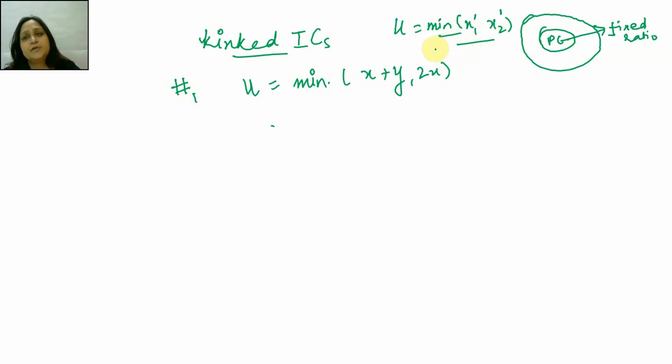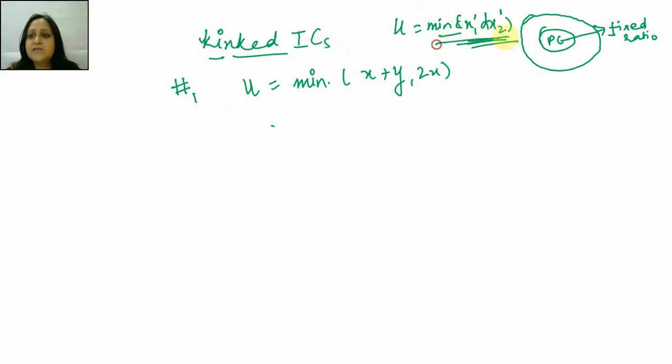You know, it's a myth. Whenever people see min function, they say it's a perfect complement. ऐसा नहीं है. Perfect complement सिर्फ और सिर्फ इस form का होता है. Perfect complement is only and only of this form with a C and a D here. But उसके अलावा जितने सारे min functions होते हैं वो kinked ICs तो होते हैं, लेकिन वो perfect complements बिल्कुल नहीं होते.